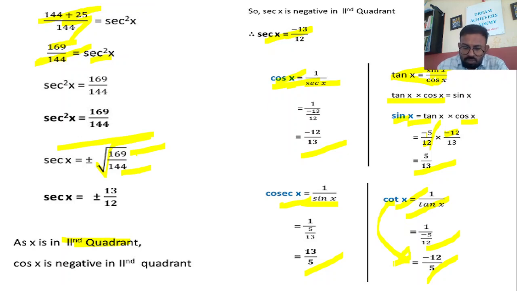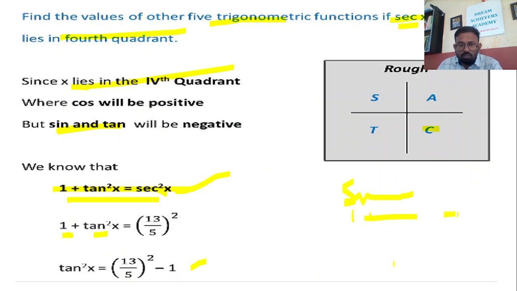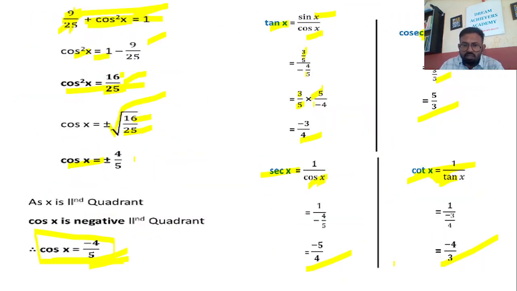Clear? So these are all the identities we should use while solving the problem. Only the three identities. Remember these three identities. Once again I will repeat them. Sin square x plus cos square x equals 1. 1 plus tan square x equals secant square x.